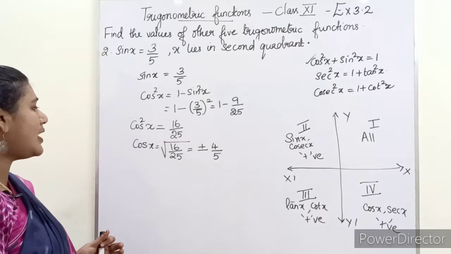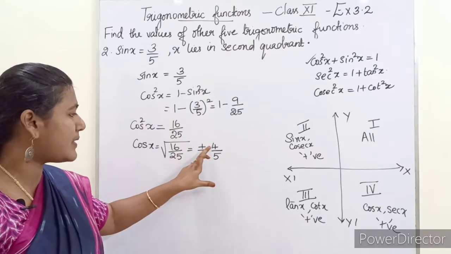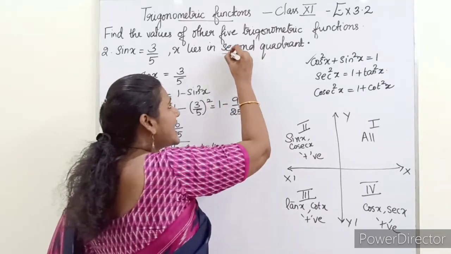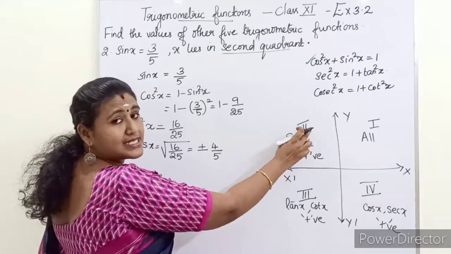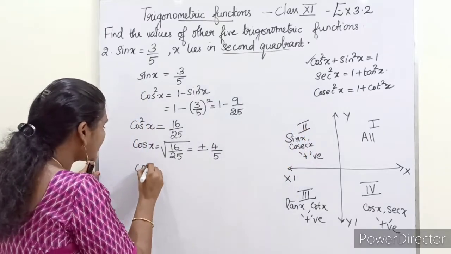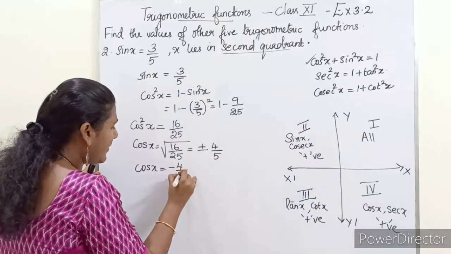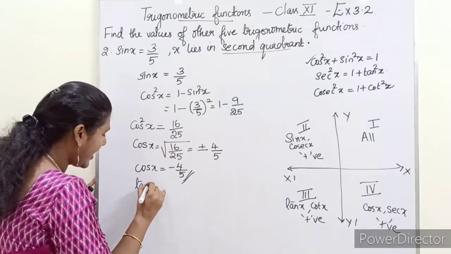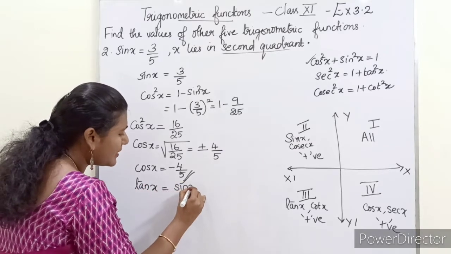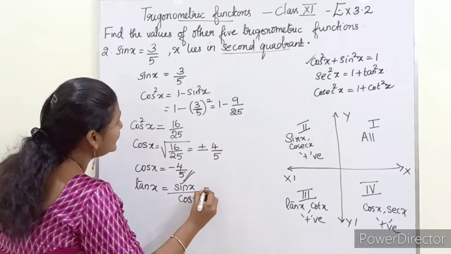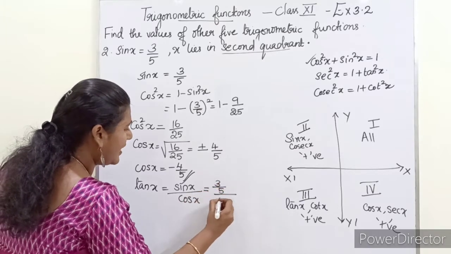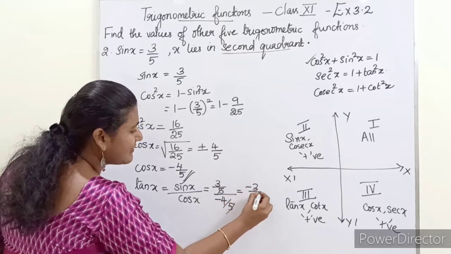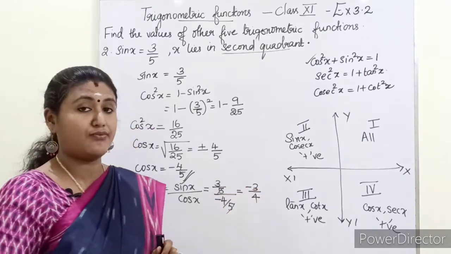Here you have to decide whether cos x is plus 4 by 5 or minus 4 by 5. It is given that x lies in the second quadrant. In the second quadrant cos is negative, so we can write cos x is equal to minus 4 by 5. So we have the sin and cos values. Now we will find the tan x value. Tan x is equal to sin x by cos x, that is sin is 3 by 5 divided by cos is minus 4 by 5. So this 5 will get cancelled and you will get the value of tan as minus 3 by 4.